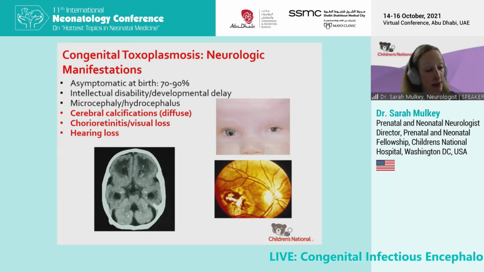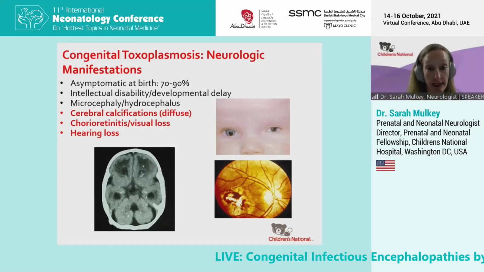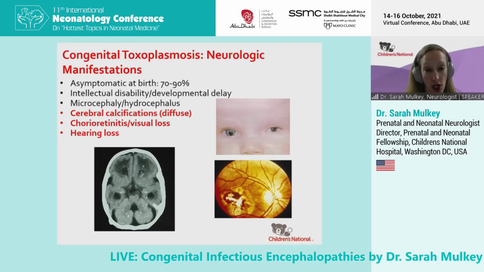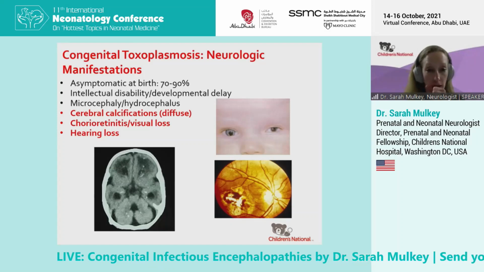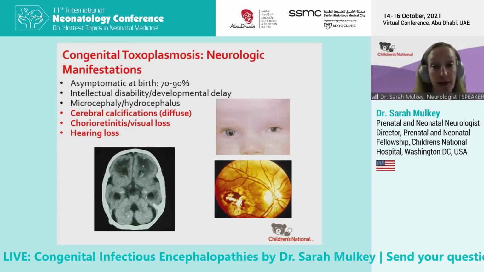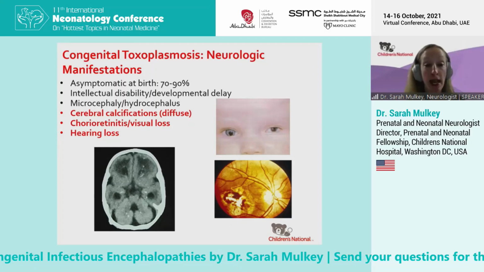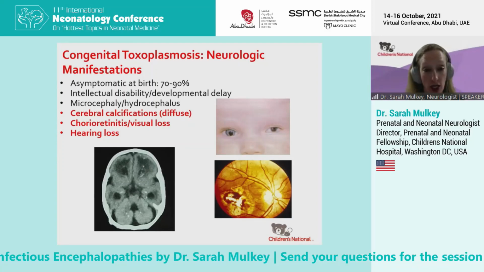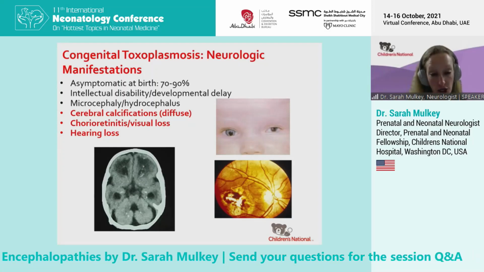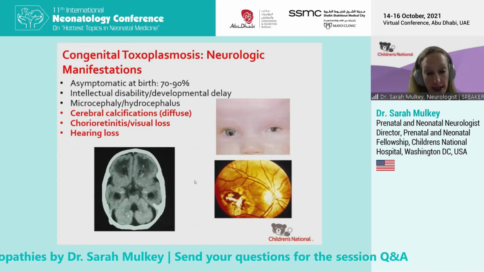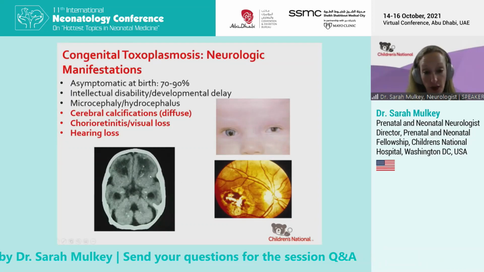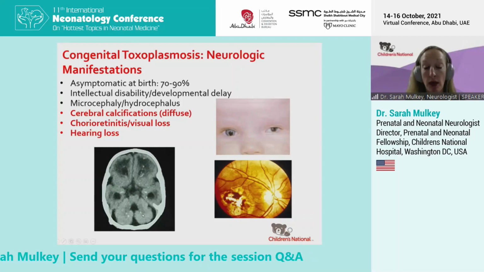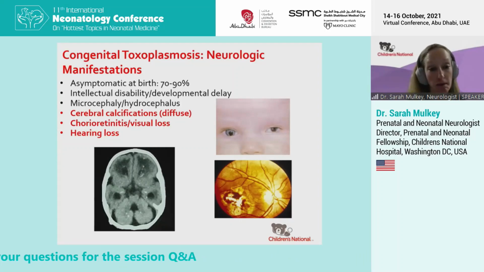So congenital toxo is always on our list of considering congenital infections. It can be asymptomatic at birth in quite a number of cases, and we know it can cause significant neurologic conditions in the child: intellectual disabilities, developmental delay, and then microcephaly and hydrocephalus that we talked about. And I want to show in this image below that the calcifications with this are really diffuse, as opposed to what we saw in the CMV case, where it lines the ventricles.